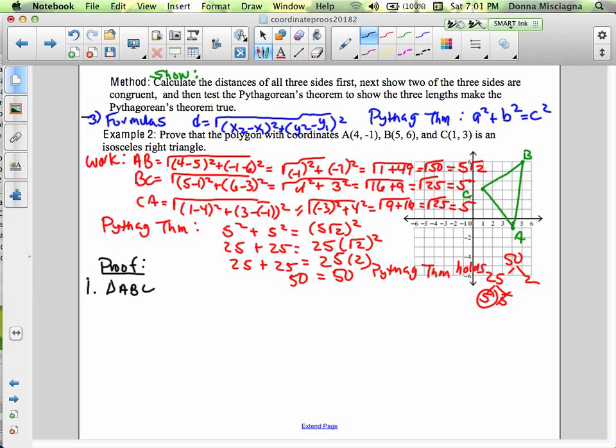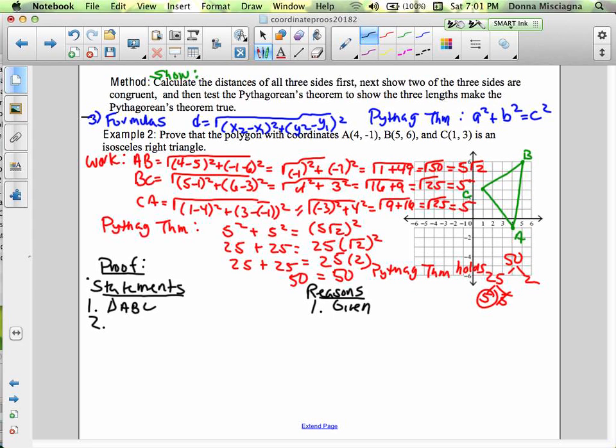Oops. I forgot to write statements and reasons in. I don't have enough space anyway, so if I put statements here, I think I can squeeze reasons in and have enough room for the proof. There we go. All right, so statement, triangle ABC. How do we know there's a triangle ABC? That was given to us.